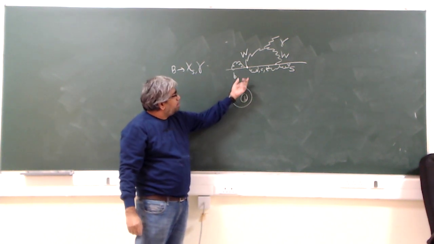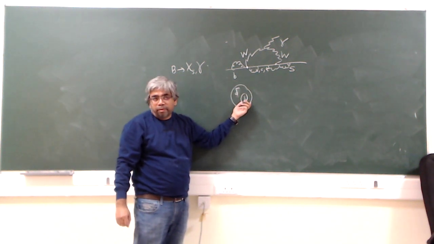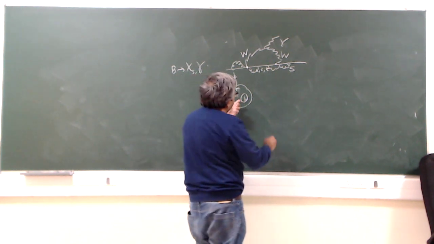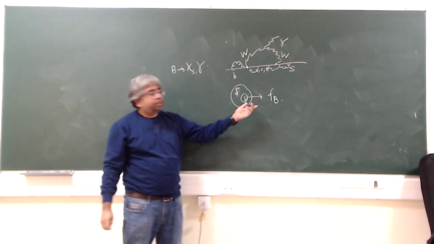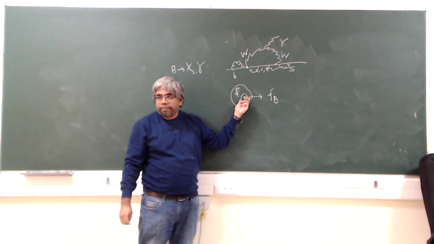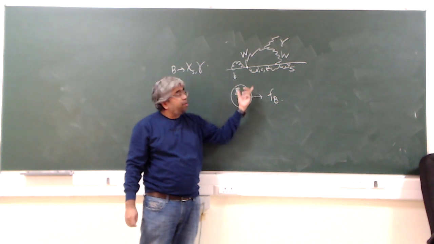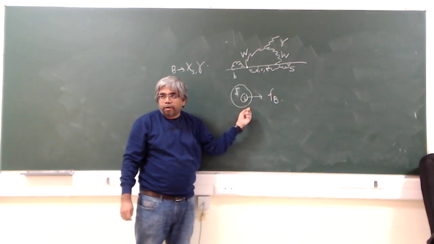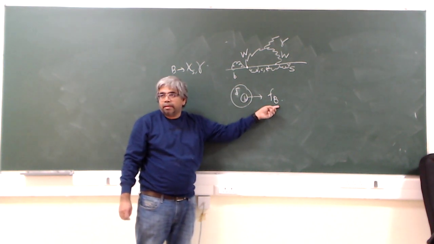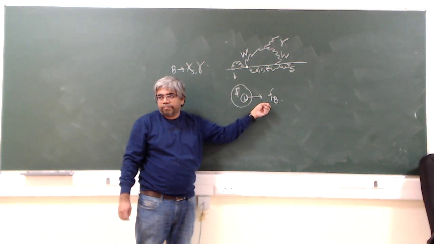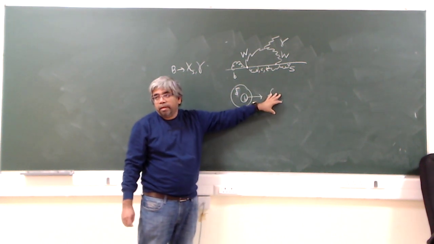Now you compute this, and then you convolute it with something called a structure function, or sometimes called the decay constant, called f_B. f_B tells you all the information on how the b quark is sitting inside a B meson. Then you convolute this calculation with the probability of finding the b quark with that particular momentum inside the meson state. You multiply with this, but this f_B has large errors.